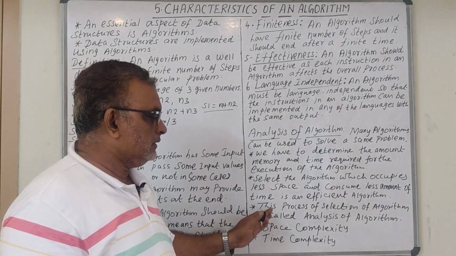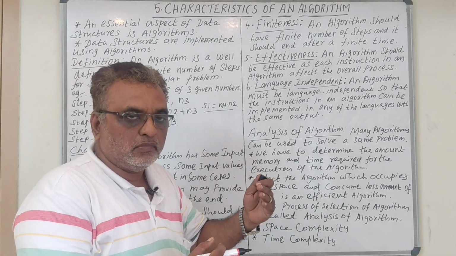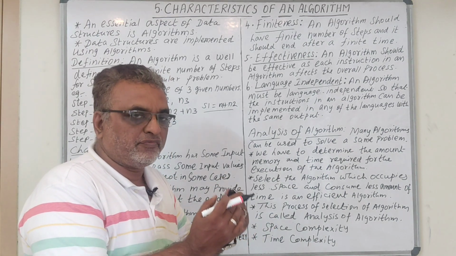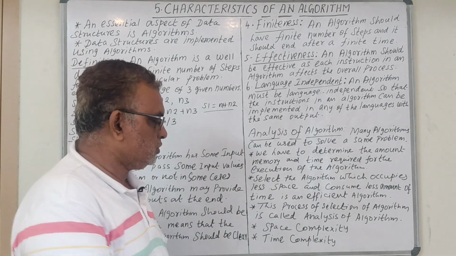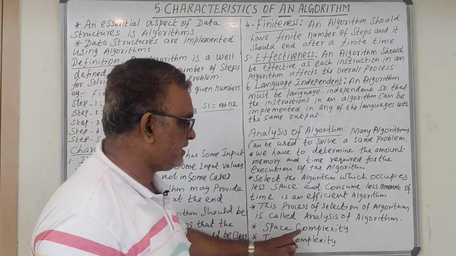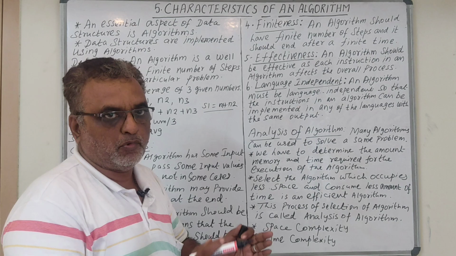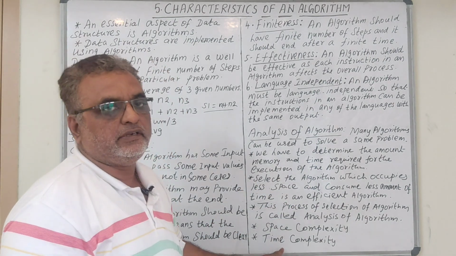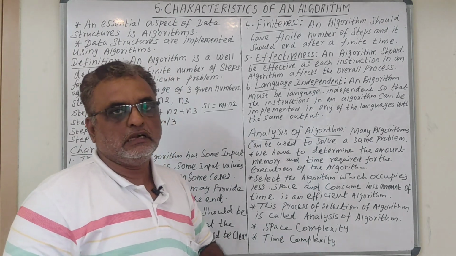So the analysis of algorithm means performing the analysis over which algorithm consumes less time and which occupies less space. That is what is called space complexity and time complexity. The space complexity is connected with the analysis over the memory, the amount of space occupied by this algorithm, and the amount of time taken to execute this algorithm is what is called time complexity.